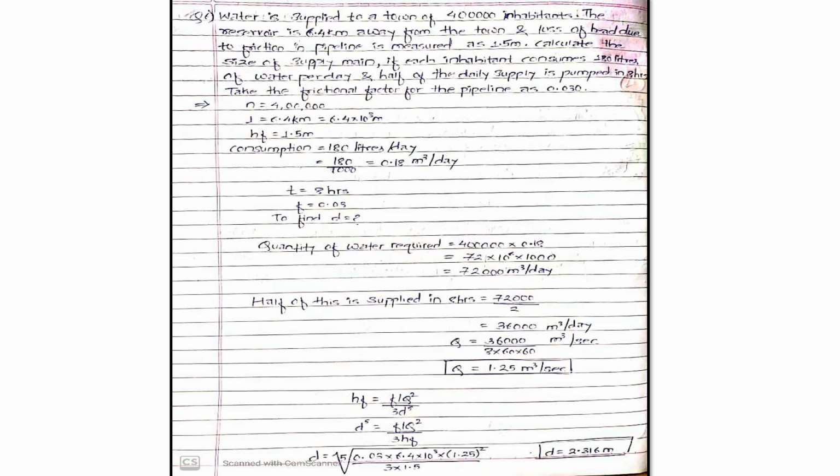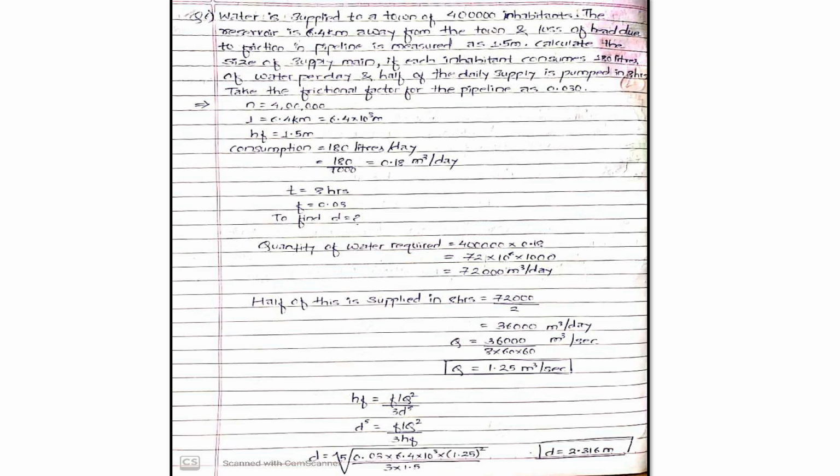So the supply is pumped in 8 hours, and we want to calculate the size of the main. The quantity of water required is how much? 4 lakh people, and each person has 0.18 meter cube per day. Therefore, it is around 72,000 meter cube per day. But half of this is pumped by the pump, and half of this is supplied in 8 hours. 72,000 divided by 2 is 36,000 meter cube per day.